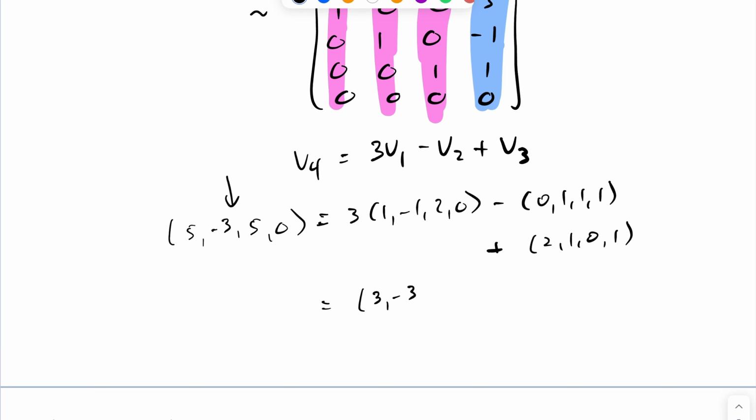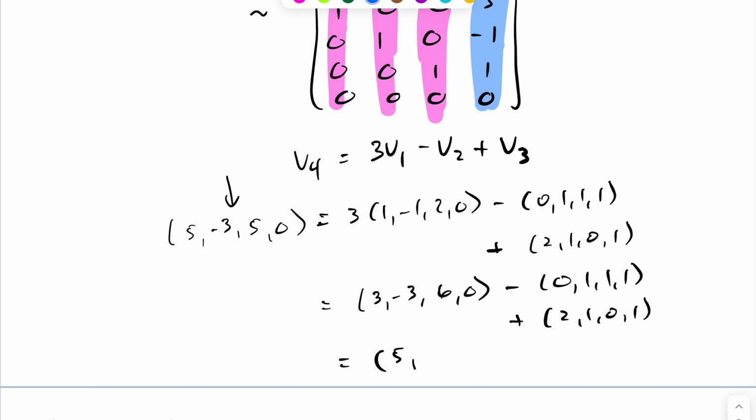I end up getting 3, negative 3, 6, 0, minus 0, 1, 1, 1, plus 2, 1, 0, 1. And putting this all together here, I end up getting 5 for my first coordinate. You can see here if I take negative 3 minus 1 plus 1, I get negative 3. If I take 6 minus 1 plus 0, you got it, I get 5. And lastly, if I take 0 minus 1 plus 1, again I get 0 here, which is exactly our v4.